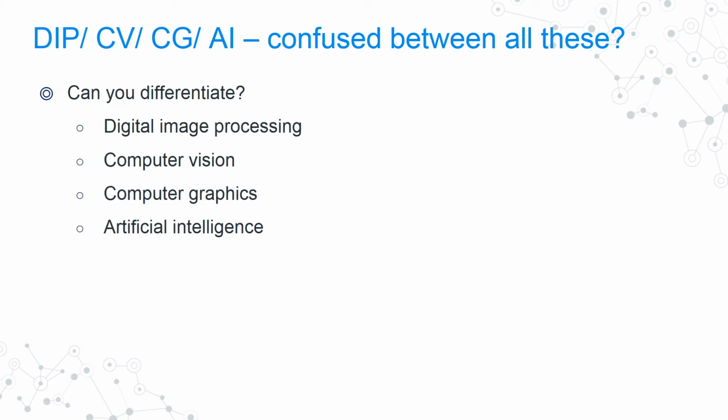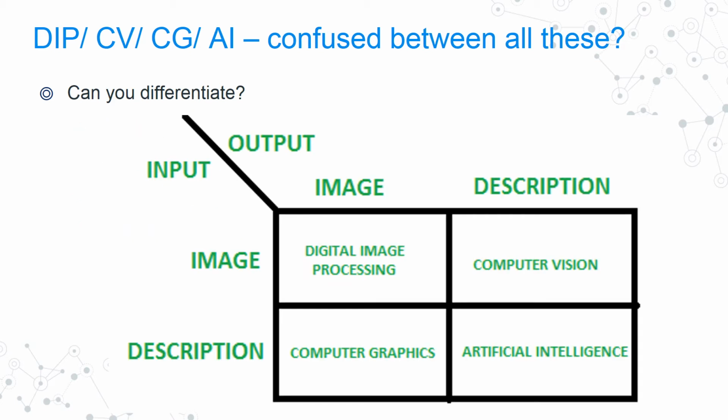What is more confusing is the difference between each of these. If you look at the table here, if my input is an image and I'm doing some processing and getting an output as an image, that is DIP. But if the output is a description, that means it is computer vision. In computer graphics, I give a description and take an image as the output. And artificial intelligence, a very advanced branch in the domain of image and video processing and analysis, goes from description all the way to description, with a lot of computation.